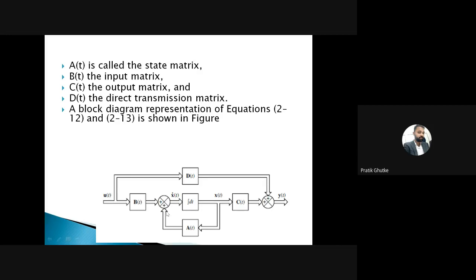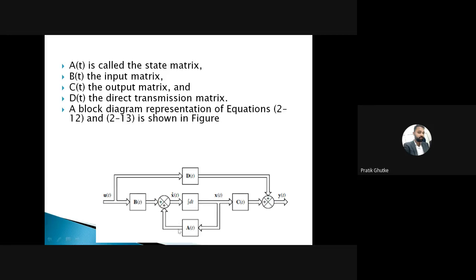The B matrix is your input matrix. By doing the integration, we get x dot of t, which means it is your first derivative. After that, take the integration with respect to dt. Integration of x dot of t will be x of t. Then x of t is given to your C matrix, that is your output matrix, and the output is given as y of t. And what is your transmission matrix? It is your D matrix, which is shown as the loop from the upper side, and A is your state matrix, which is fed back to x dot of t.